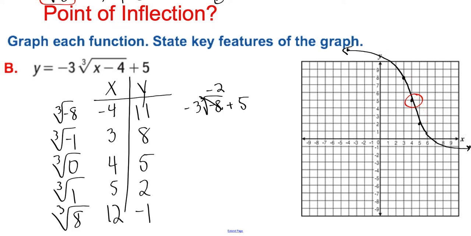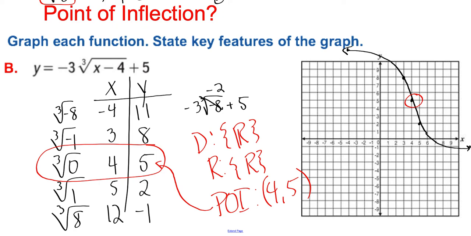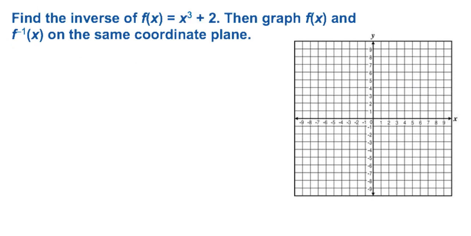Okay? So domain, all real numbers. Range, all real numbers. Point of inflection is a 4, 5. Okay? And then also with the point of inflection, if I look at my XY chart, that's the one that lines up with that cube root of 0. Okay? So that should be in your chart. All right. So that's square root and cube root functions.